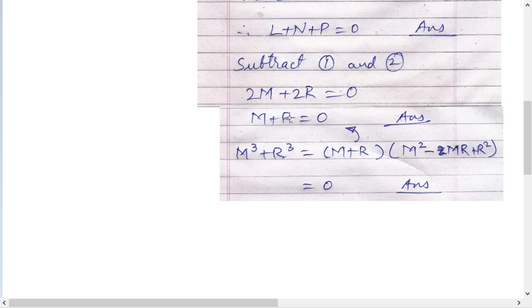Now m plus r is what? 0. We have just now found out. So if this is 0, then let the other part be anything. The answer will be 0, because one bracket is 0. 0 into anything is 0. So that is the answer, 0.